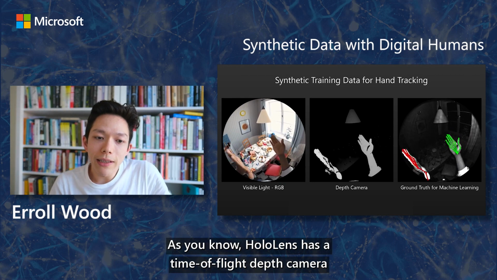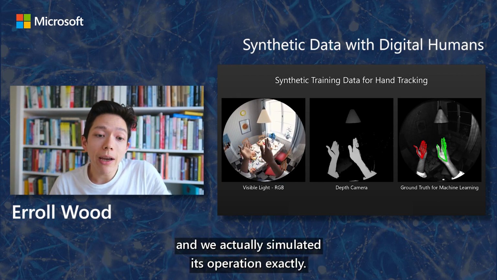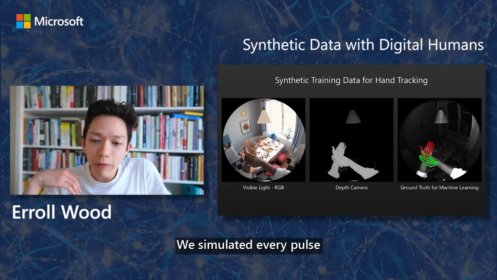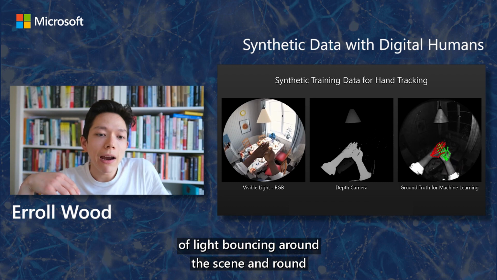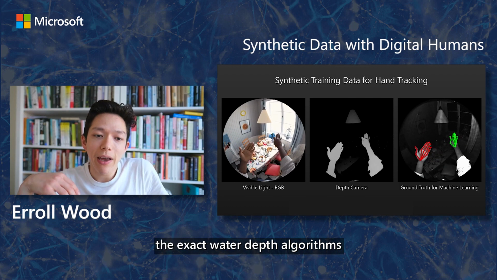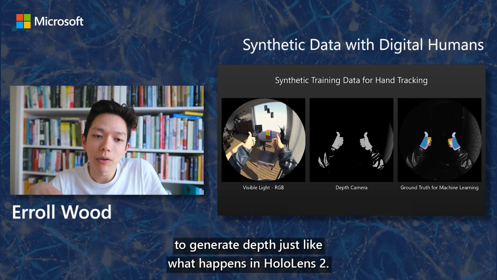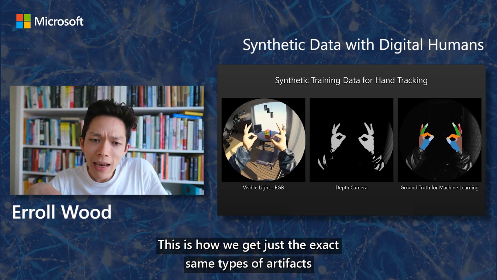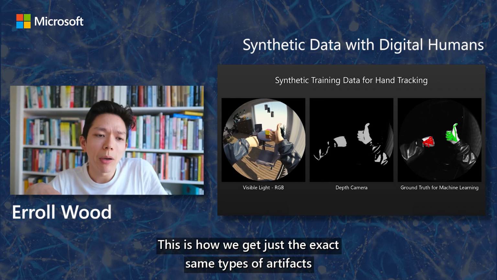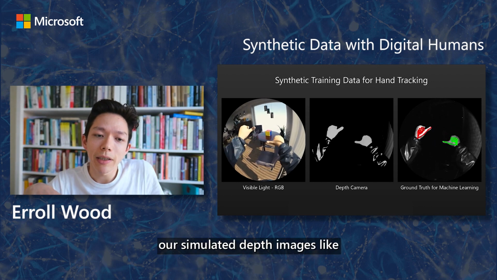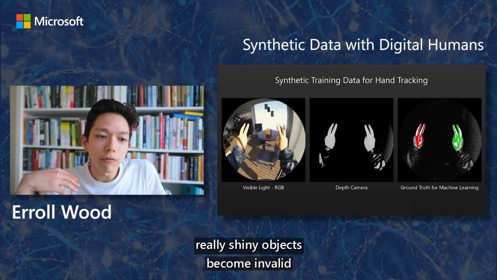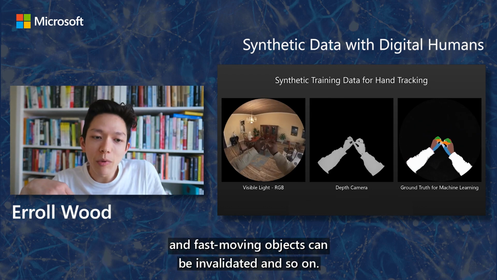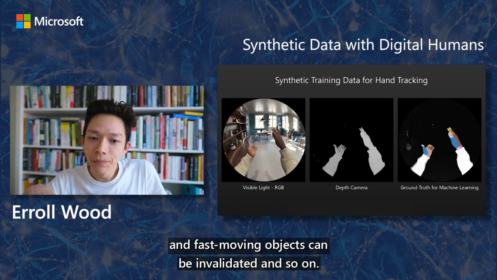So as you know, HoloLens has a time-of-flight depth camera, and we actually simulated its operation exactly. So we simulated every pulse of light bouncing around the scene and ran the exact raw to depth algorithms to generate depth, just like what happens in HoloLens 2. But we simulated the light using a ray tracing renderer. And this is how we get just the exact same types of artifacts we see in the real world in our simulated depth images, like really shiny objects become invalid, and fast-moving objects can be invalidated, and so on.